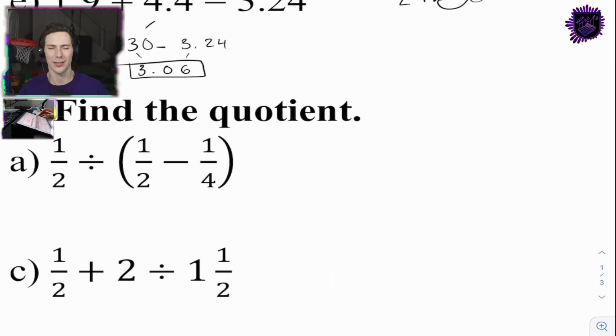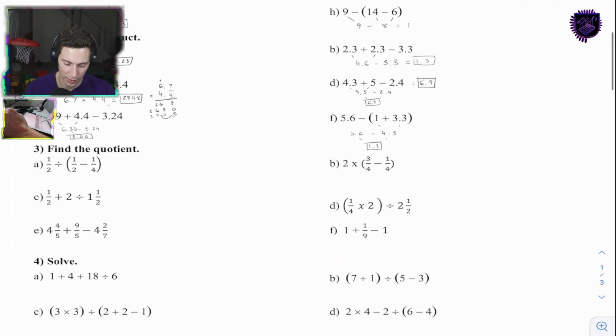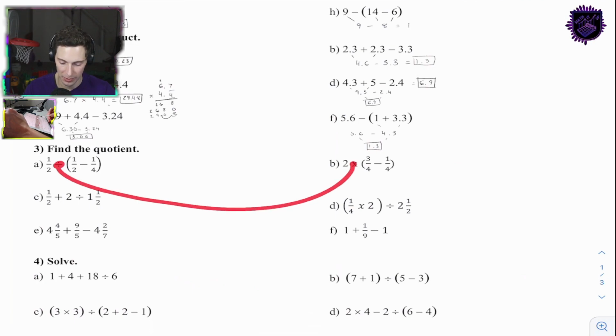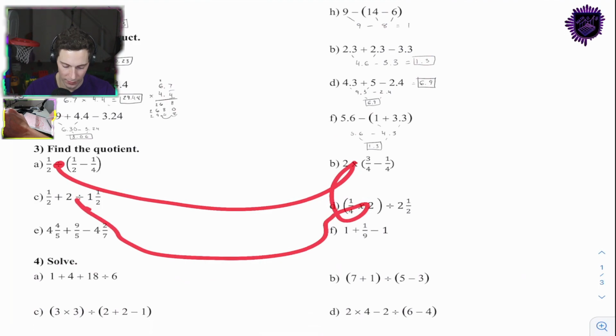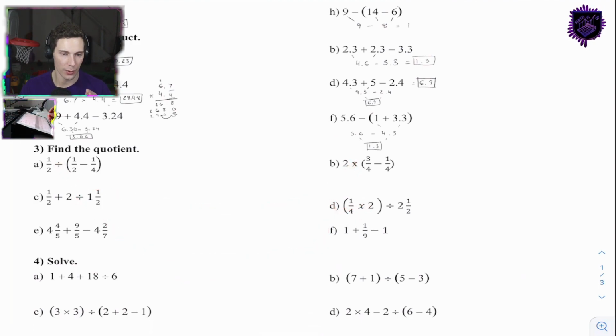Then we got some fractions. Oh no, not fractions. Just kidding. Okay. So some things you need to keep aware of, right? Let's look at all the questions here. So division, multiplication, division, right? So these questions you don't need to find the common denominator for.